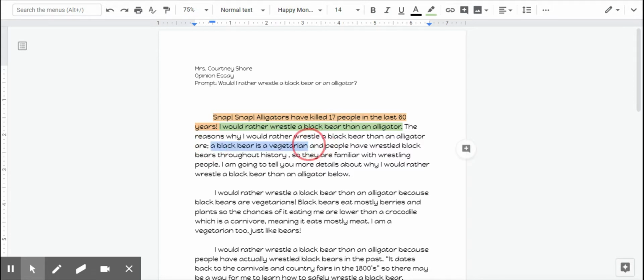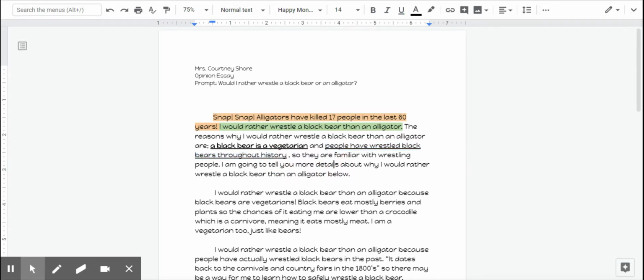A black bear is a vegetarian. I'm going to underline it too, actually. It's one reason. And people have wrestled black bears throughout history. That's my reason number two. So I've got two reasons. That means I'm going to have at least two paragraphs. My next whole body paragraph is going to be all about how a black bear is a vegetarian, okay? Then my paragraph after that is going to be all about how people have wrestled black bears throughout history. That'll go down here, okay?